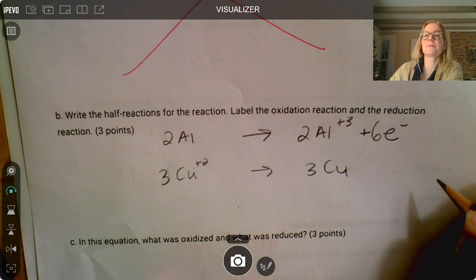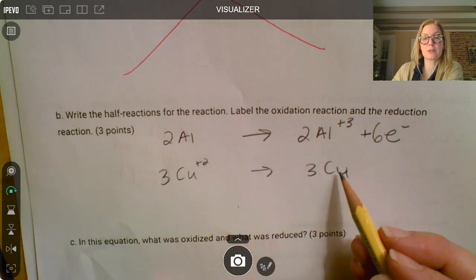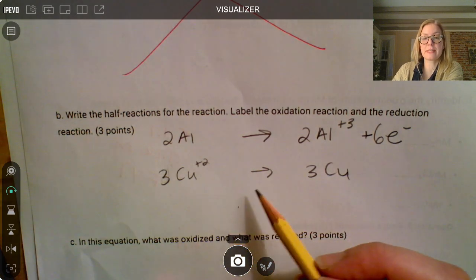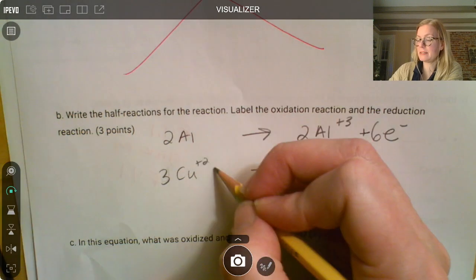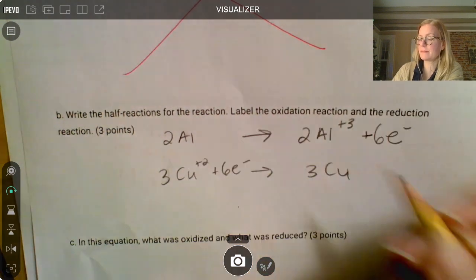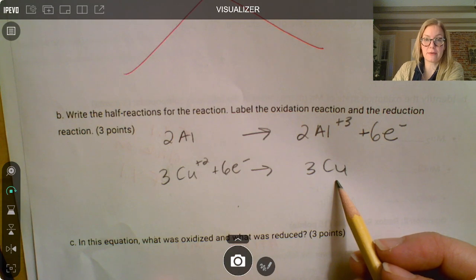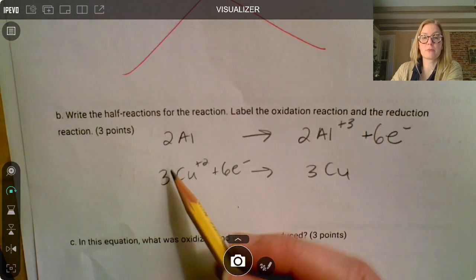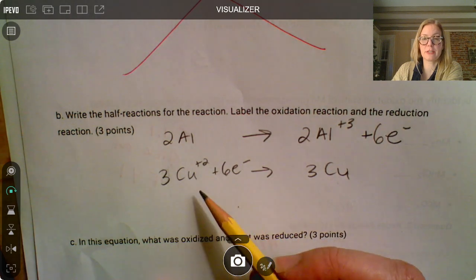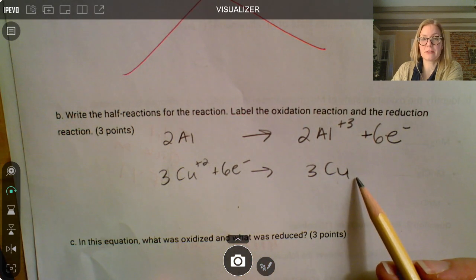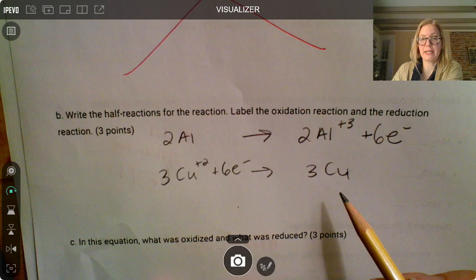Copper, on the other hand, copper's charge went down, so electrons had to be gained. So these coppers that were positive gained 6 negative electrons to bring the charge down to 0, okay? Because those 3 coppers were each 2 positive, so all 3 coppers each gained 2 electrons, and they all went down to 0. Okay, so those are your 2 half reactions.